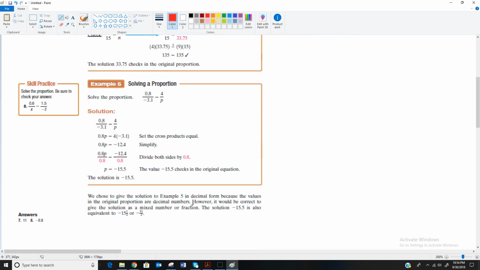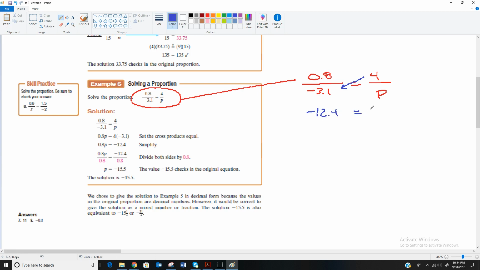Okay, so on this one, a little bit trickier. Shouldn't say trickier, just a little bit messier numbers. We've got 0.8 is to negative 3.1 as 4 is to what? So cross multiply. 4 times negative 3.1 is 12.4. Actually, negative 12.4, sorry. And over here we have 0.8 times p, which would be 0.8p.